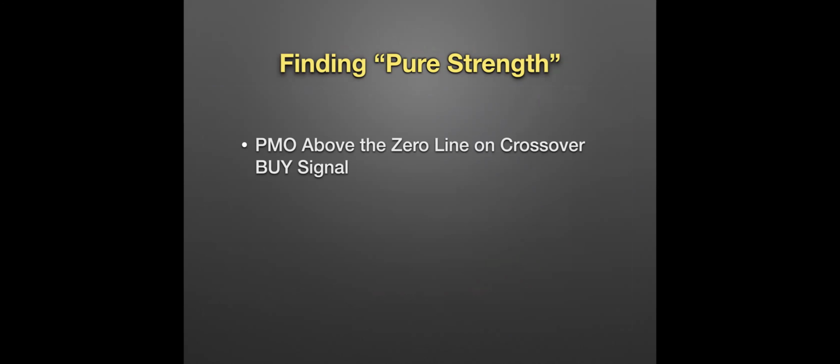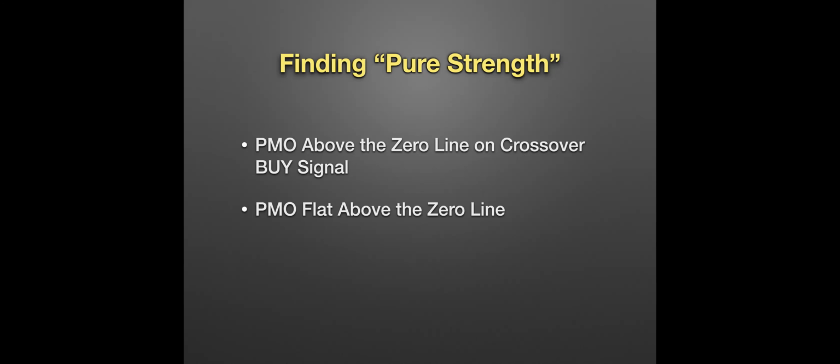All right, well, we look for the PMO being above the zero line on a crossover buy signal. When that occurs, you generally are looking at pure strength on the PMO in your chart. So you want to see that PMO above the zero line if you can get it there. And the best situation is, of course, when it gets a crossover buy signal, and that's pure strength. The PMO being flat above the zero line.